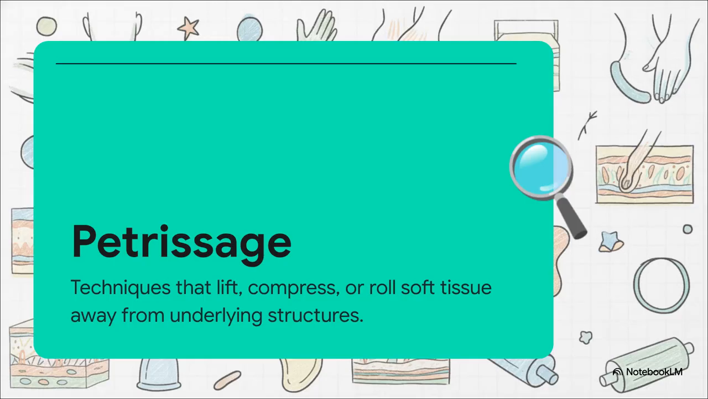Building on that foundation, we get to Petrissage, coming from the French word for kneading. These are techniques where the soft tissue is lifted away, compressed, or rolled against the underlying structures. The mechanical intent here totally shifts from fluid return to tissue mobilization. We are actively breaking adhesions, stretching muscle fibers, and improving local circulation through these alternating pumping actions.